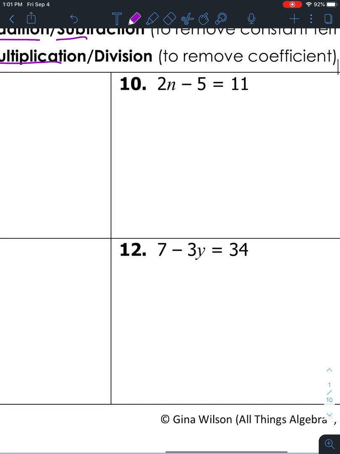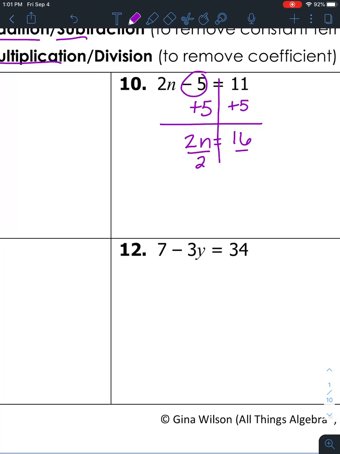All right, let's go on to 10. Again, same thing. I have to add or subtract first. So this 5 is a negative 5, so the opposite is plus 5. So that gives me 2n equals 16. My n is being multiplied by 2, so the opposite again is divide by 2. So that gives me n equals 8.